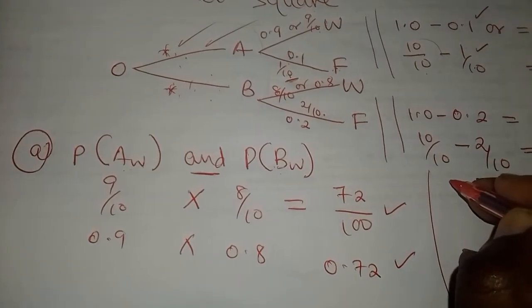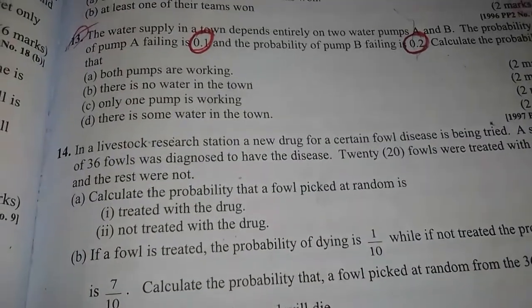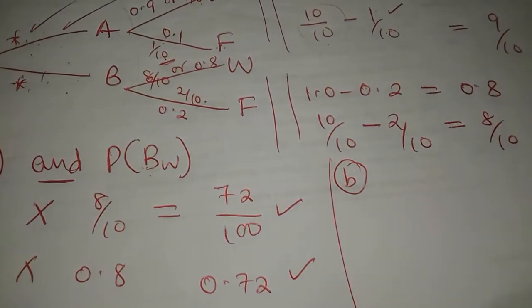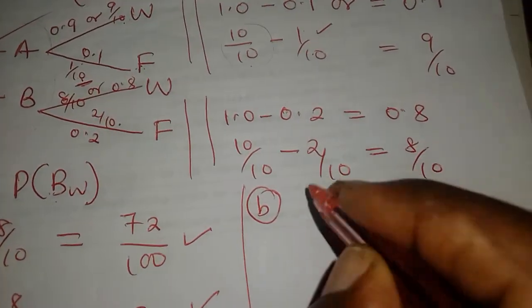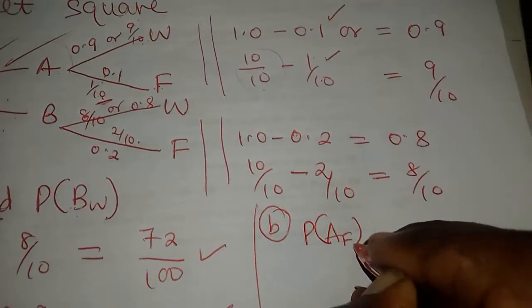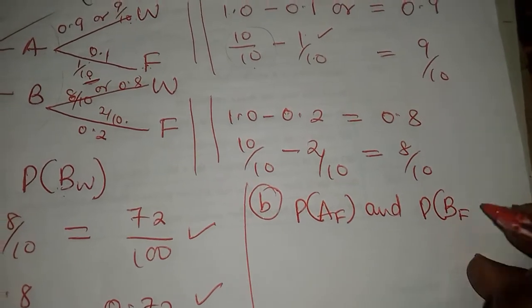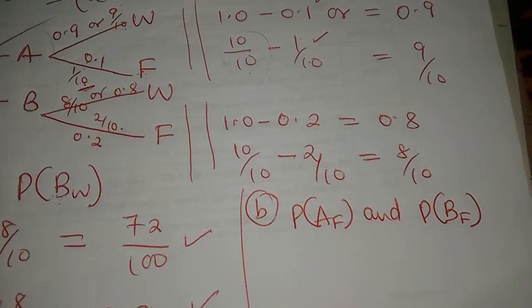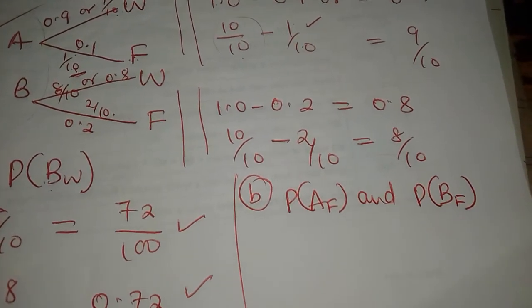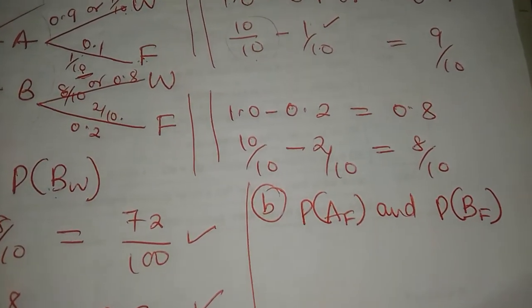Okay, then part B, that is actually done. Part B, it says there is no water in the town. If there is no water in the town, that means no pump is working. So I'm going to say probability of A failing and probability of B failing. If they are all failing, that means there's no water in the town, because there's no pump to supply the water.